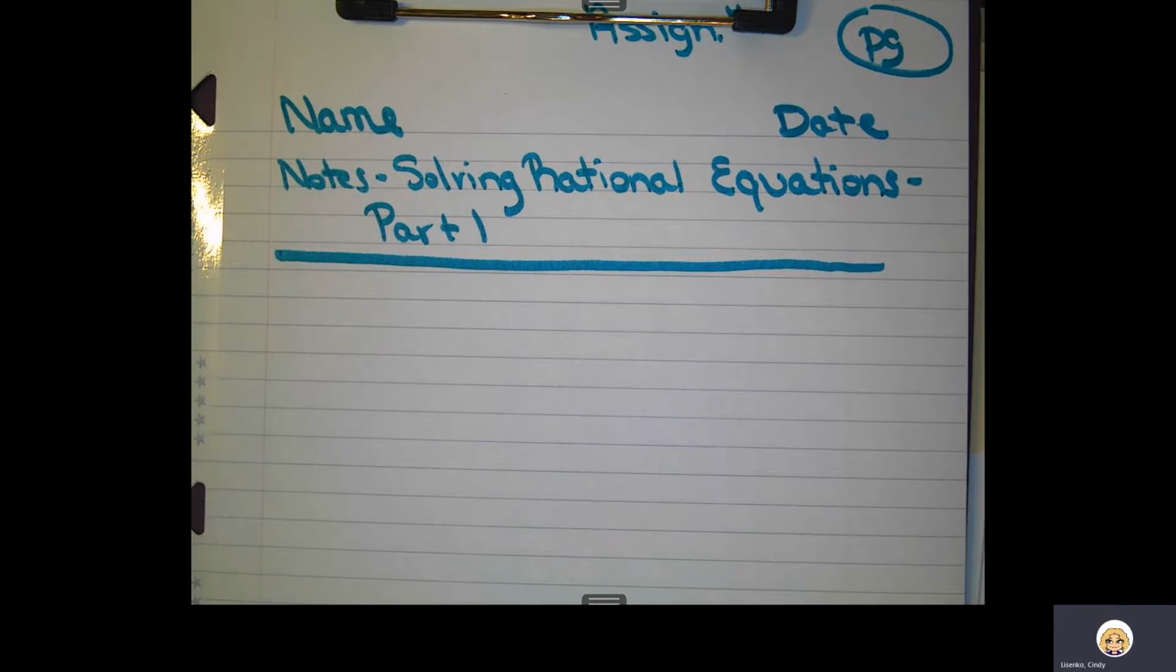What we want to do is whenever we're solving an equation with fractions, we want to try to get rid of all the fractions first. So that's going to be our goal for both notes. So we're just going to start off with a little sentence here.